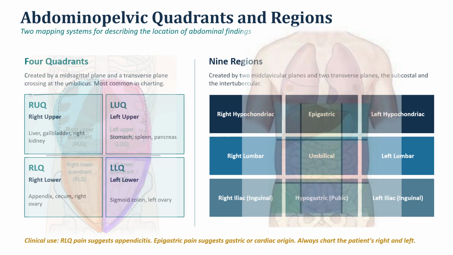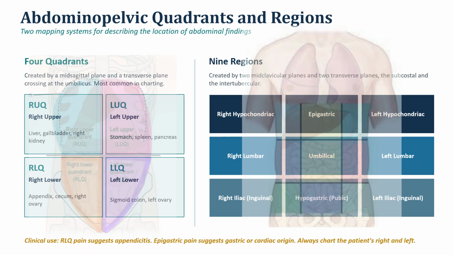The nine-region system is more precise and is used more in anatomy and in some physician documentation. It is created by two vertical midclavicular planes and two horizontal planes, the subcostal plane just below the ribs and the intertubercular plane near the hip bones. Picture a tic-tac-toe grid on the abdomen.